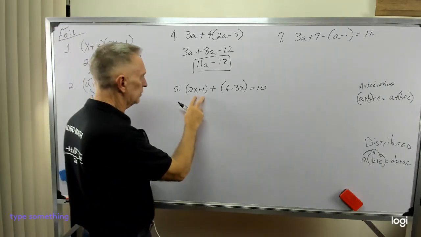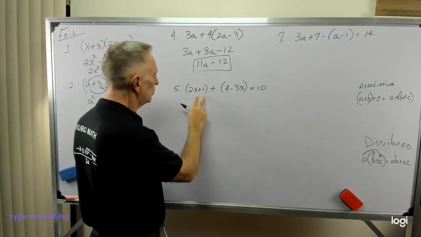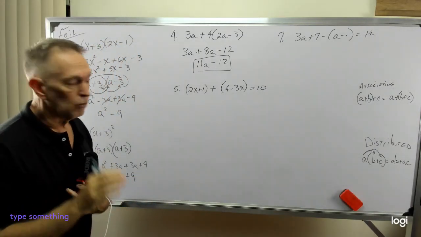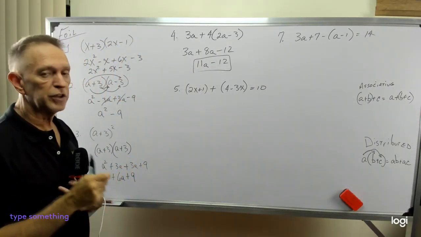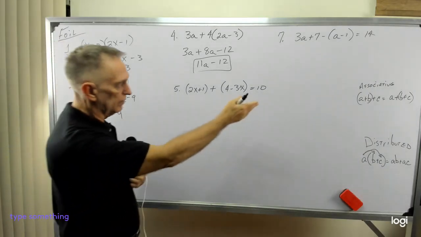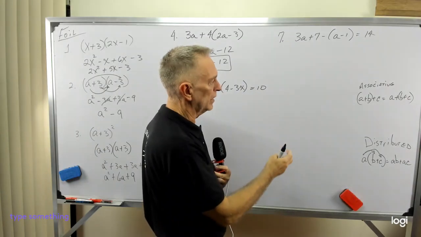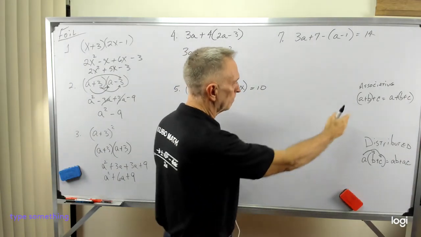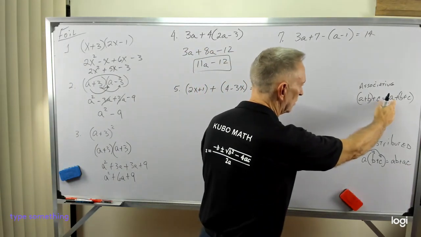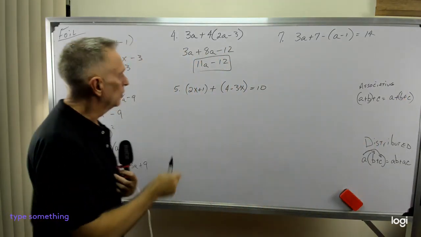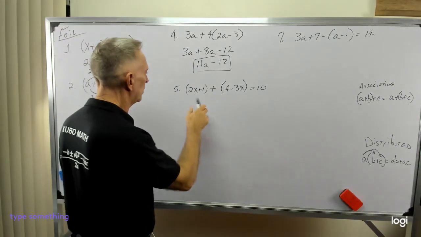Okay, in this case, number 5, 2x plus 1 plus 4 minus 3x. Recall the associative property of addition. Now I have it written here. The parentheses of a plus b plus c is equal to a plus the parentheses of b plus c. You have that same scenario here.